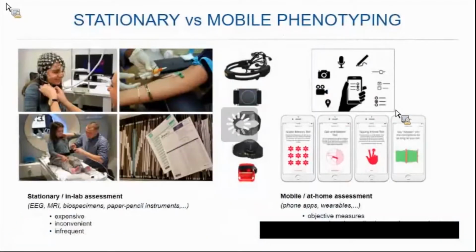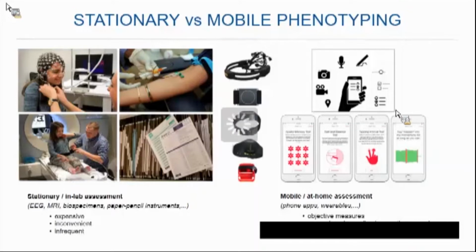As Diego and others were mentioning, you can do experiments with EEG indoors or outdoors. I want to create a kind of stark dichotomy between stationary or in-lab assessments versus mobile or at-home assessments for digital phenotyping. On the left, you see examples of stationary or in-lab assessments, which can include, of course, EEG and different forms of magnetic resonance imaging, biospecimens like blood draw, or paper pencil instruments, standard surveys or questionnaires that are used in psychology, psychiatry, biology, and in the lab. The problems with stationary in-lab assessment, of course, is that they are usually expensive, they're inconvenient, and you get sparse data sampling in terms of temporal frequency.